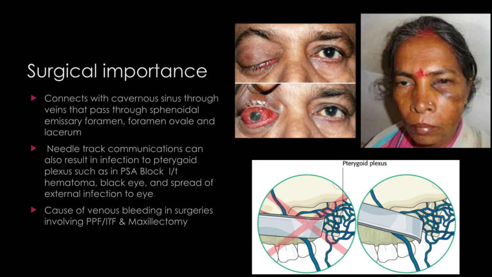The pterygoid venous plexus is a source of venous bleeding in surgeries that involve the infratemporal fossa, the pterygopalatine fossa as well as in maxillectomies. So, during maxillectomy, during the fifth cut, you should be careful so as to not injure the pterygoid plexus.